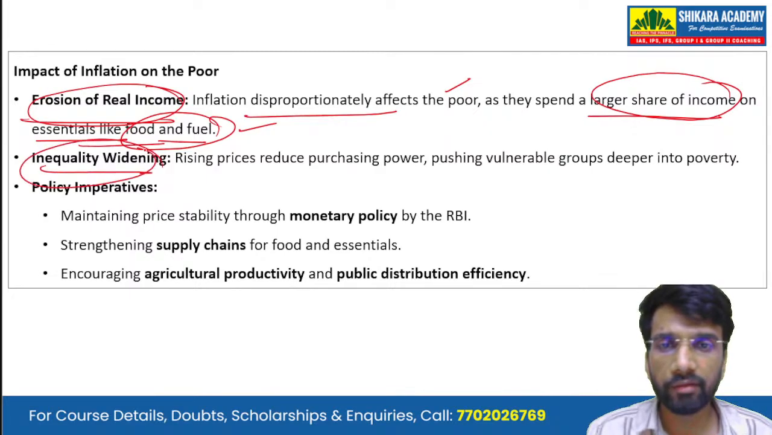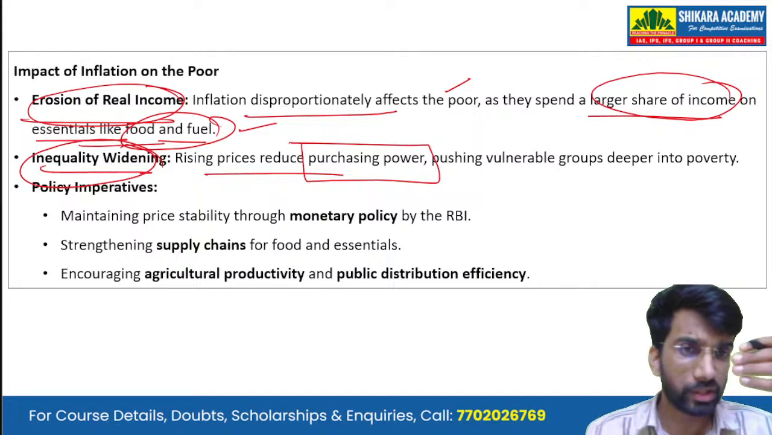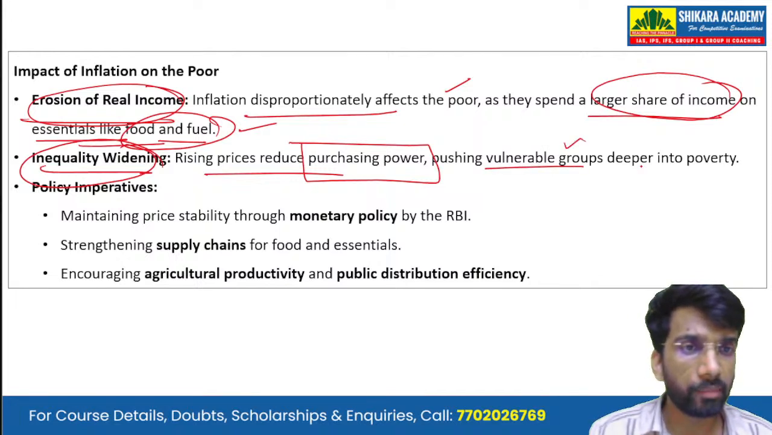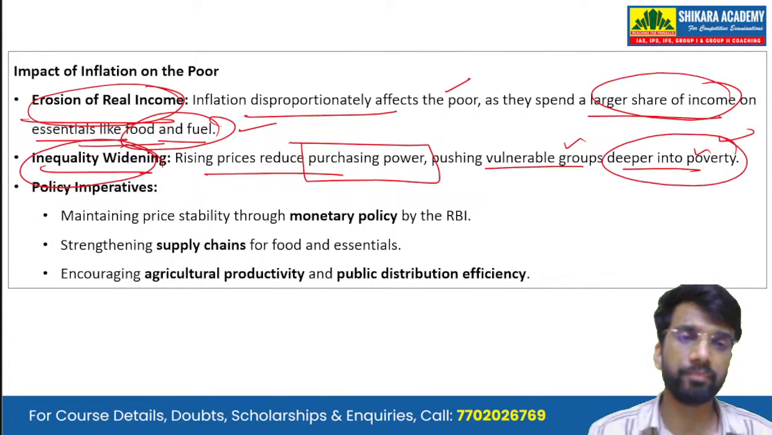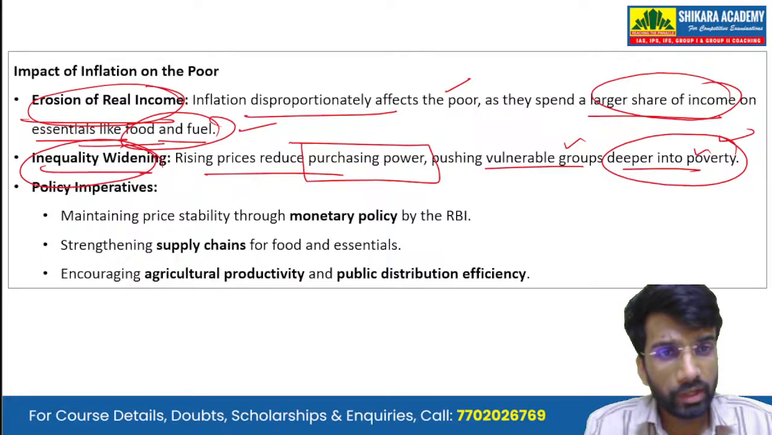Then there is inequality widening. Rising prices reduce the purchasing power. So the purchasing power of the poor population reduces, which pushes these vulnerable groups deeper into poverty. Okay, so inflation makes the poor poorer and the rich richer.